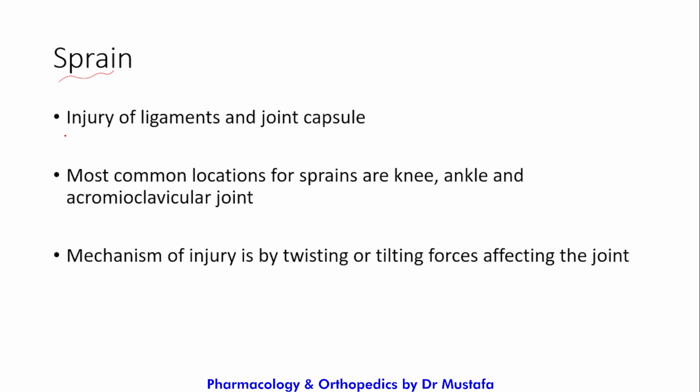The sprain is an injury of ligaments and joint capsule. The most common locations for sprains are the knee joint, the ankle joint, and the acromioclavicular joint. The mechanism of injury is by twisting or tilting forces affecting the joint.